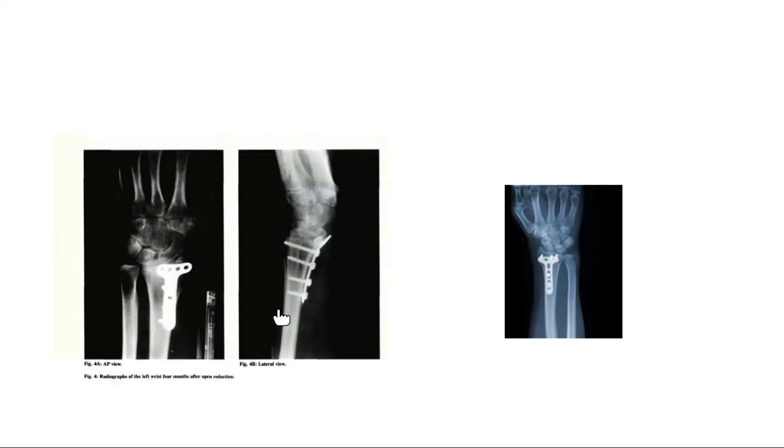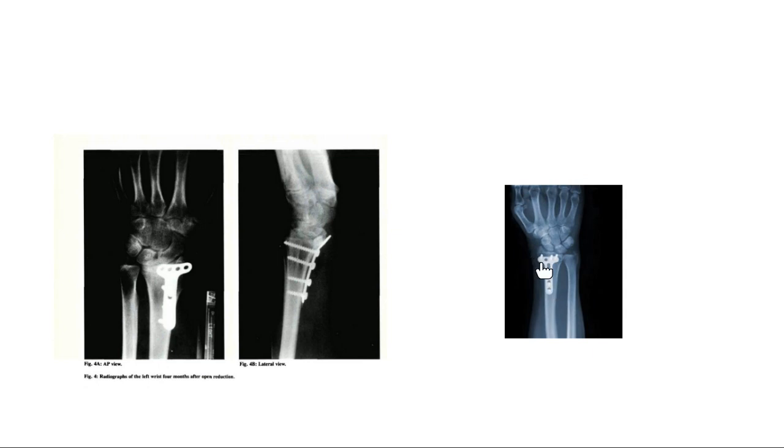This is an example of plate and screw fixation, fixing a distal radial fracture. So the plate is here on the volar surface, on the front of the wrist, and it's supporting the bone, and the screws go through on the back. Plate and screws.